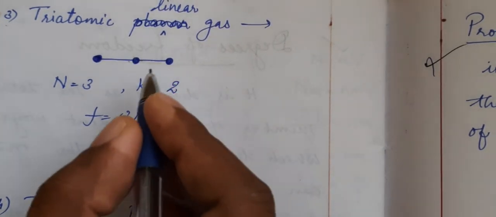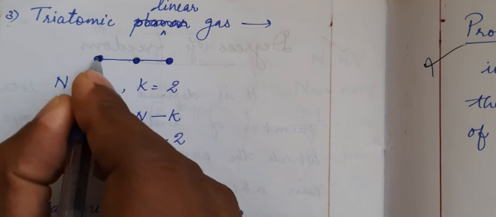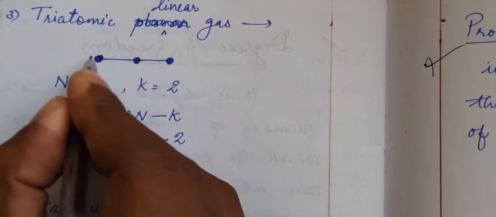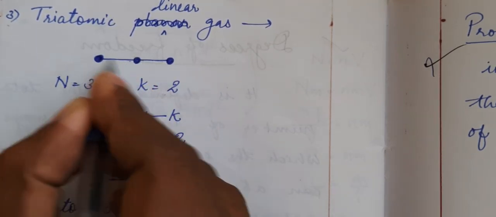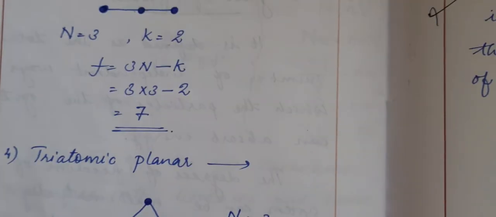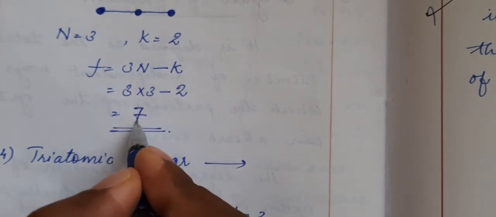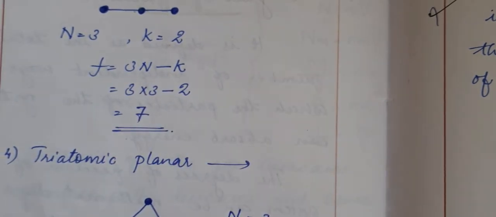Similarly, I take a triatomic gas, that means 3 atoms are there. They are at least bound by 2 restrictions. These are not freely movable. At least 2 bonds are there. They will be under a restriction, that is k is 2 in this case. So substituting this, I get 7 as the degrees of freedom for that.